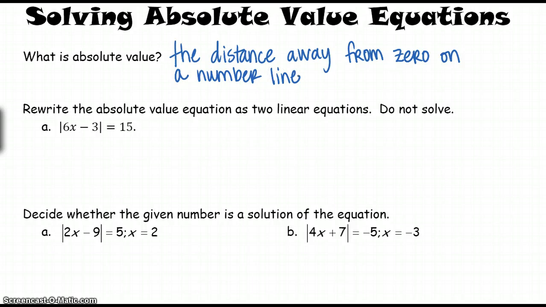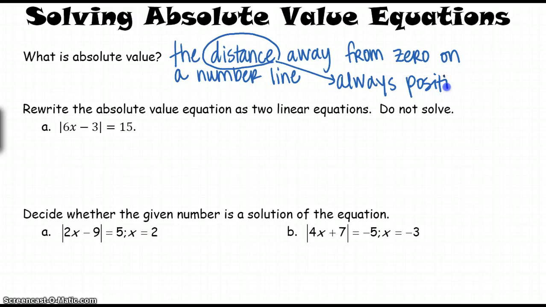Now let's think about this. There's one thing that a lot of my students always told me they knew about absolute value, and they said that it was always positive. Well, it is, but now we know why, because distance is always positive. If you went to work 5 miles and then went back home 5 miles, you wouldn't say, when I left work and went home, I went negative 5 miles today. No. You would say positive. So distance is always positive, and that's why absolute value is always positive.